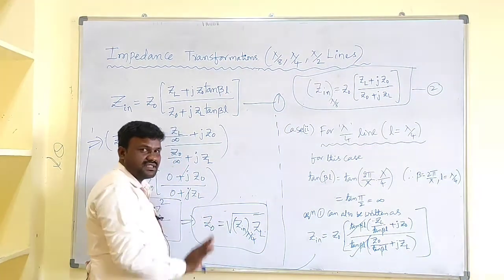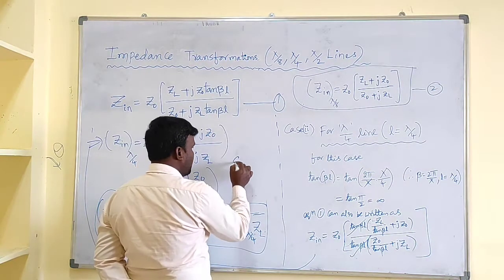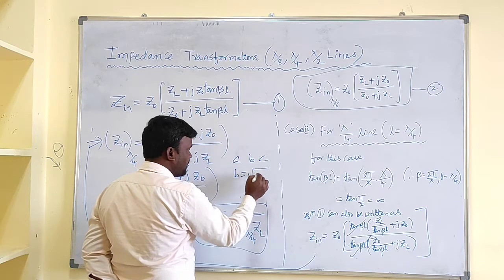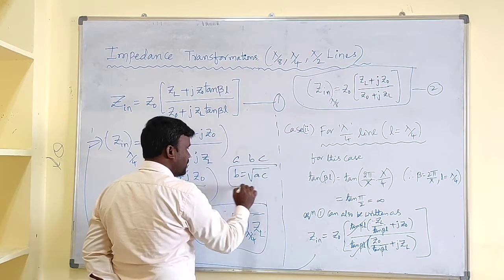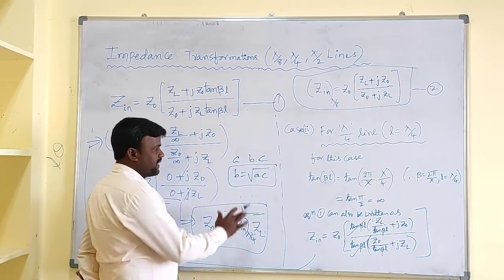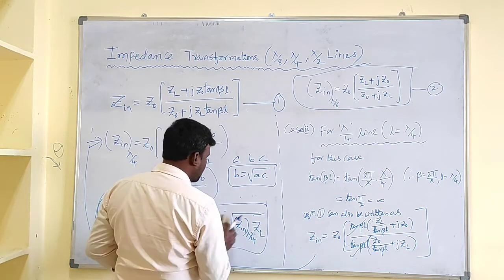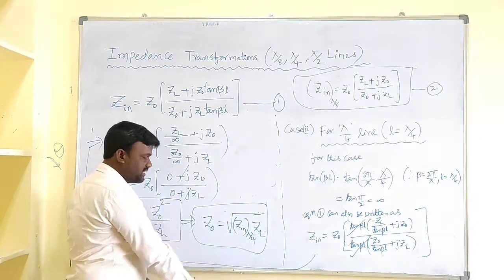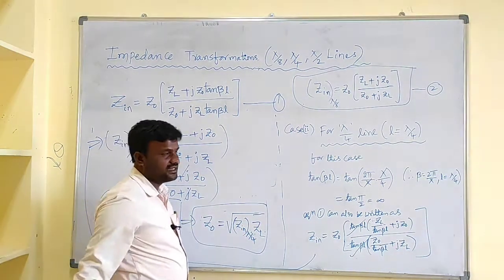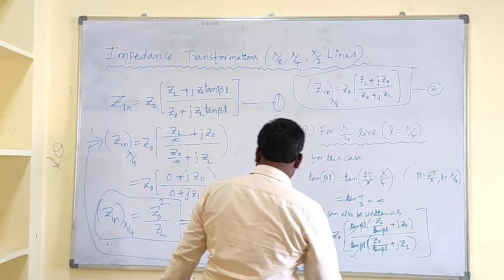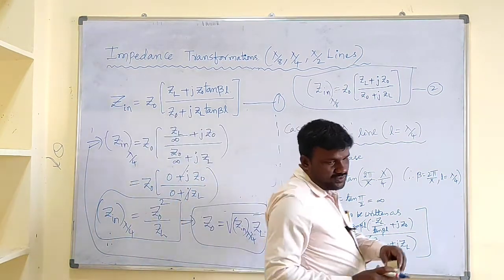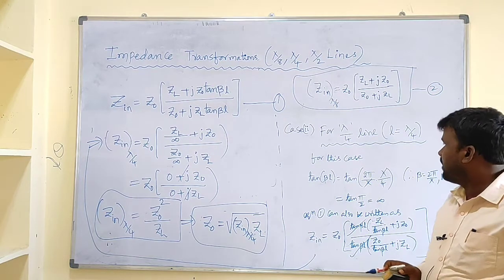Mean of the GP series. Suppose I have A, B, C in the GP series, then B is nothing but the mean of these two, that is B equals root of A into C for the GP series. Now here also Z0 is transformed as the mean of that GP series for Zin at lambda by 4 and ZL. Or else Z0 is simply like this.